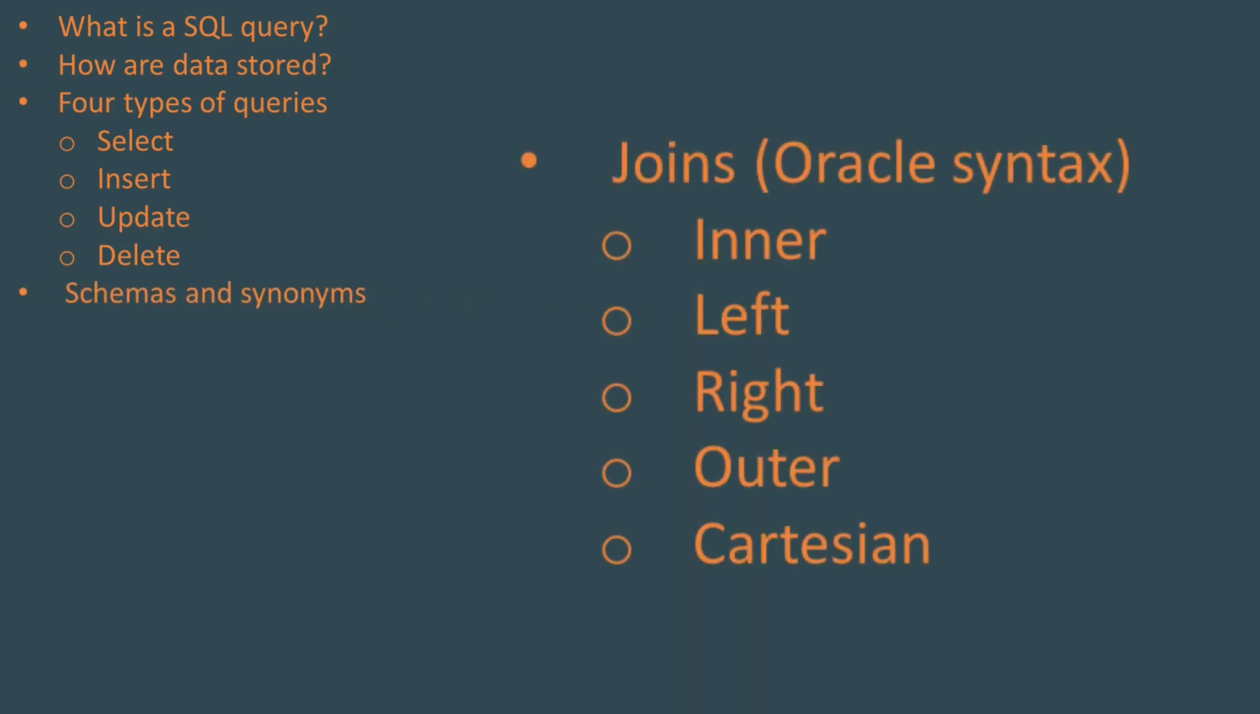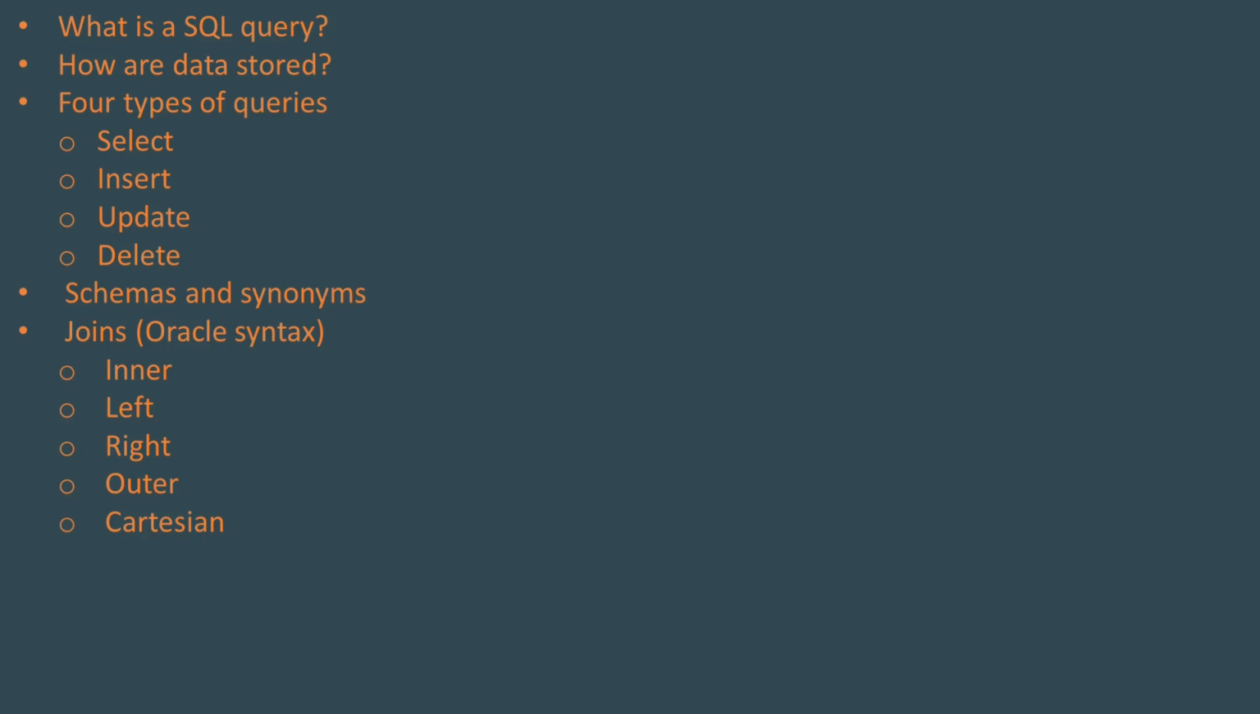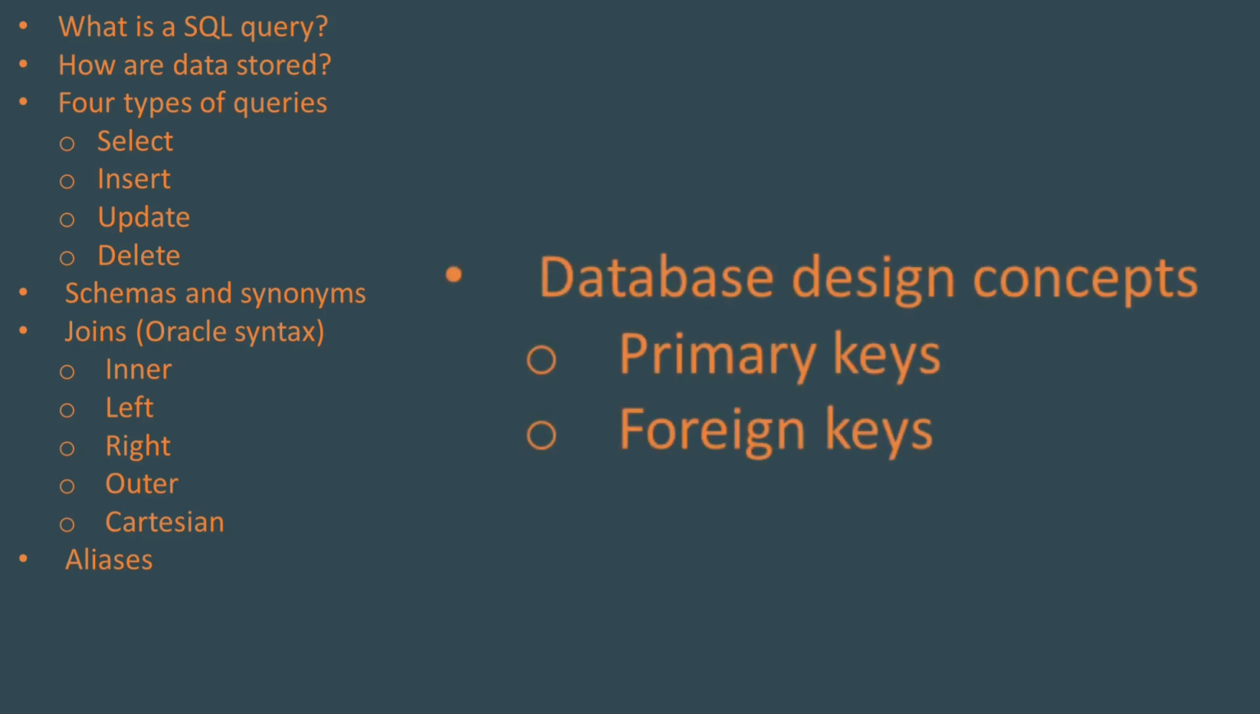We'll cover joins, which allow you to pull data from multiple sources and join them together. The types of joins being inner, left, right, outer, and Cartesian. These names will make more sense when we go over them. We'll also spend a video talking about Oracle-specific join syntax. We'll talk about aliases and how they're used. And we'll go over a couple database design concepts, namely primary keys and foreign keys, mostly in relation to how they affect our queries.